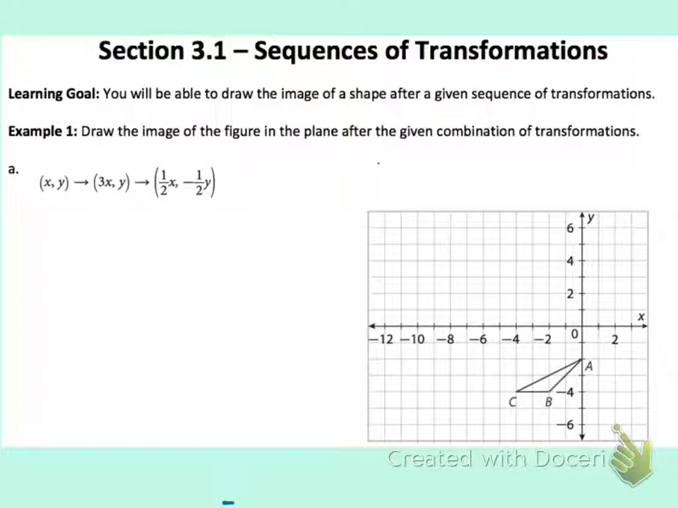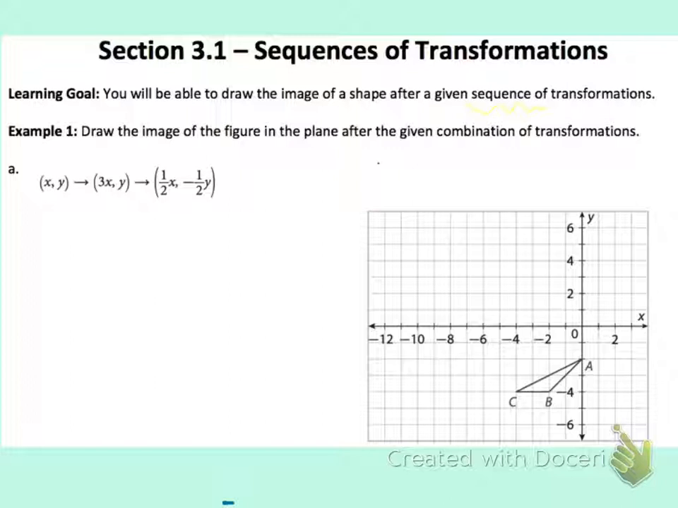Recall, a transformation is a function that takes points on the plane and maps them to other points on the plane. Transformations can be applied one after the other in a sequence, where you use the image of the first transformation as the pre-image for the next transformation. So our learning goal is you will be able to draw the image of a shape after a given sequence of transformations.